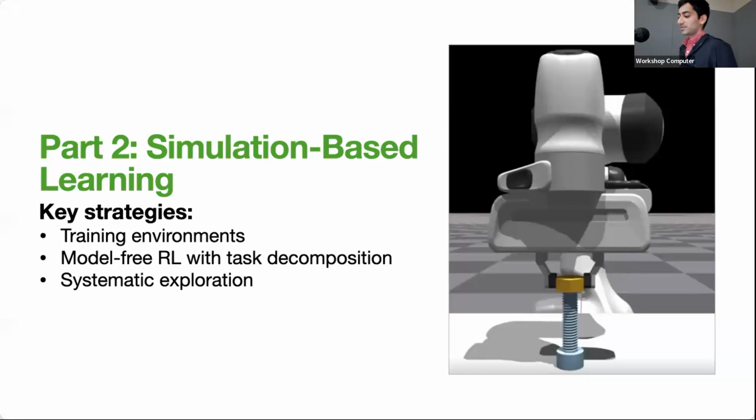All right, let's move on to the next topic, simulation-based learning. How can you use a simulator to train virtual robots to perform assembly tasks? Our key strategies for doing so are building training environments for robotic assembly, using model-free RL algorithms and decomposing long horizon tasks into subtasks, and performing a systematic exploration of observations, actions, and rewards. I'll go into more detail on these topics now.